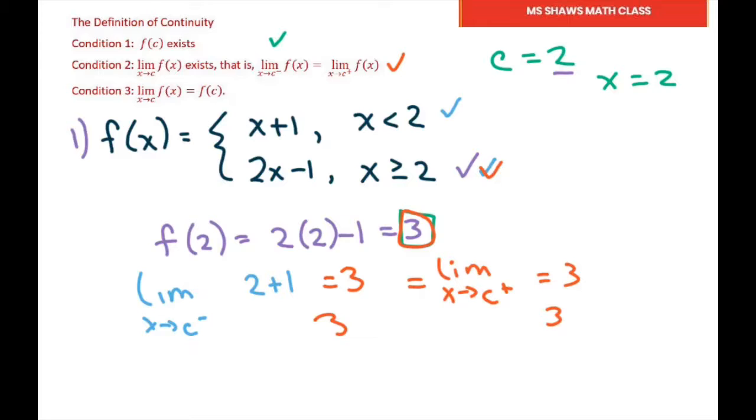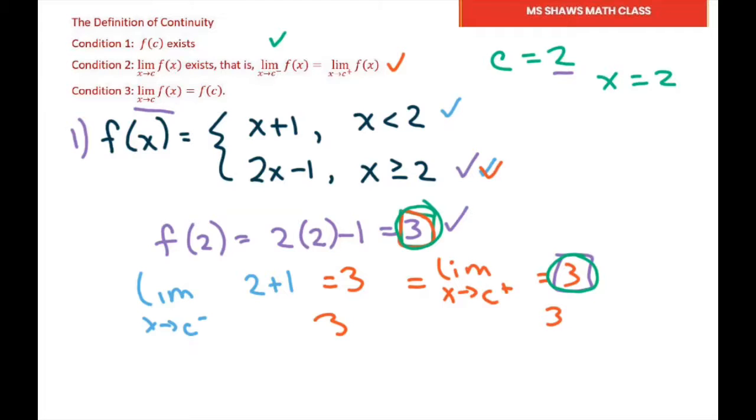Condition 3 just means all the numbers have to match. So our limit at c, which is 3, has to equal f of c, which was 3. Since these two numbers match, this is continuous.